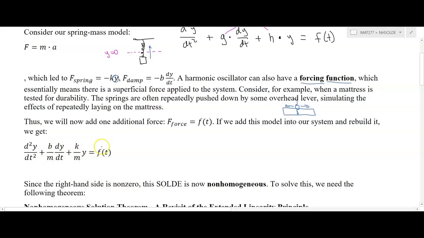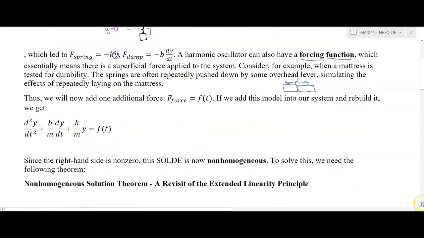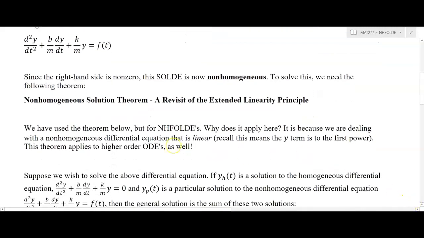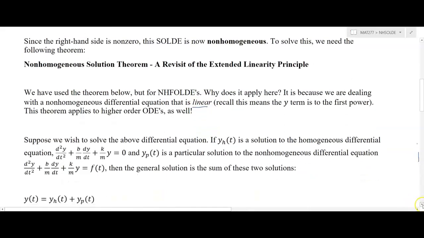The right-hand side is non-zero, so this f of t makes this equation non-homogeneous. So to solve this, it turns out that we can already use some principles that we've learned, and this theorem, called the extended linearity principle, is what we get to apply here. So the beautiful part about this theorem is that as long as the equation is non-homogeneous and it has to be linear, we can apply this theorem. So let's just kind of state this.